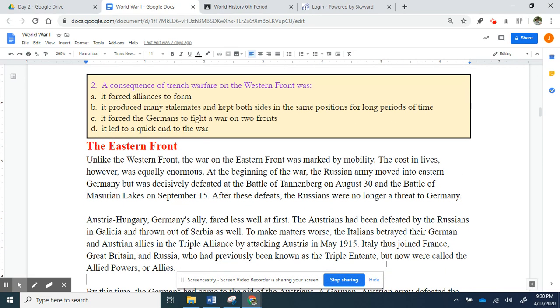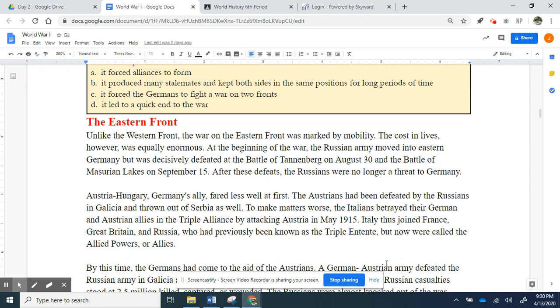The Eastern Front. Unlike the Western Front, the war on the Eastern Front was marked by mobility. The cost in lives, however, was equally enormous. At the beginning of the war, the Russian army moved into eastern Germany, but was decisively defeated at the Battle of Tannenberg on August 30th and the Battle of the Masurian Lakes on September 15th. After these defeats, the Russians were no longer a threat to Germany.